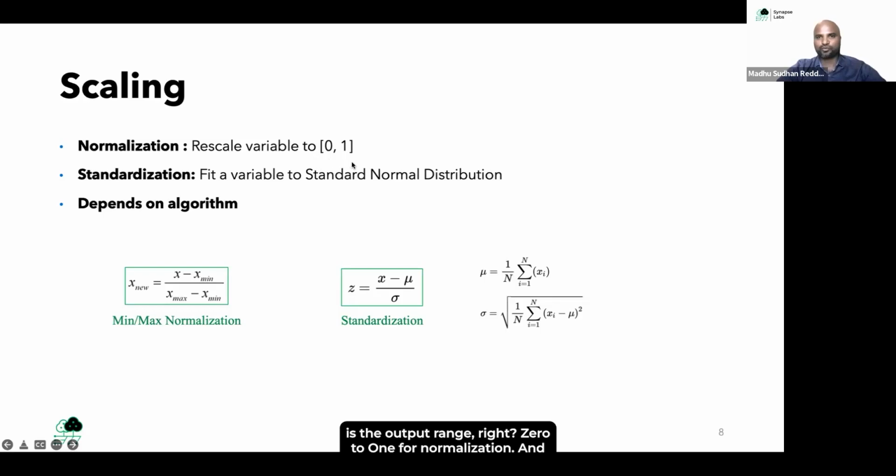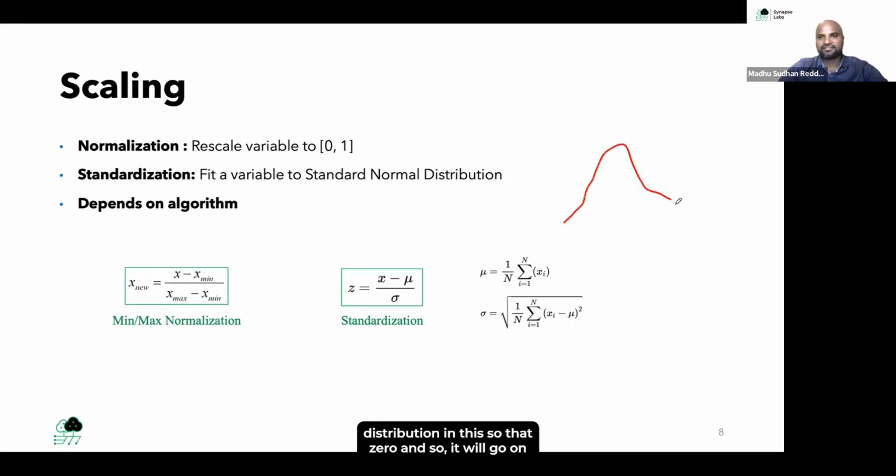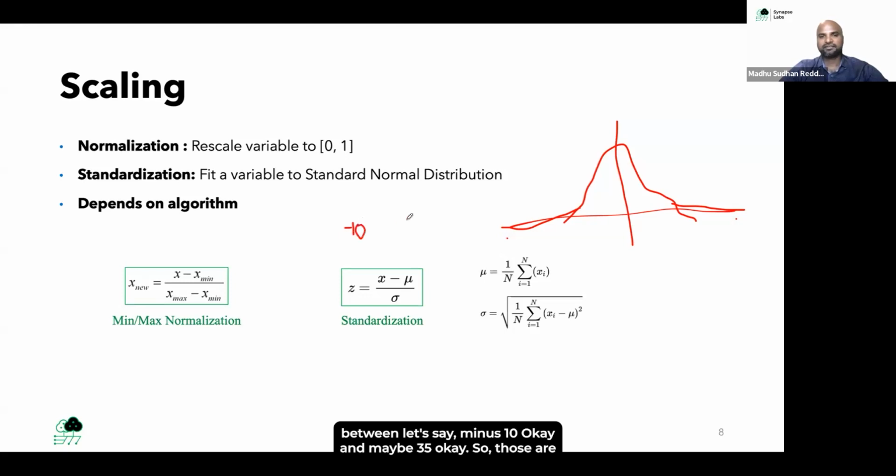The answer is actually quite simple when you think about it purely from the output range. It is 0 to 1 for normalization, and for standard normal distribution it's minus infinity to infinity. Let me draw the standard normal distribution: it goes on somewhat like that, with minus infinity and plus infinity at the ends. Let's say the raw value originally had values between minus 10 and maybe 35. Those are the min and max values.